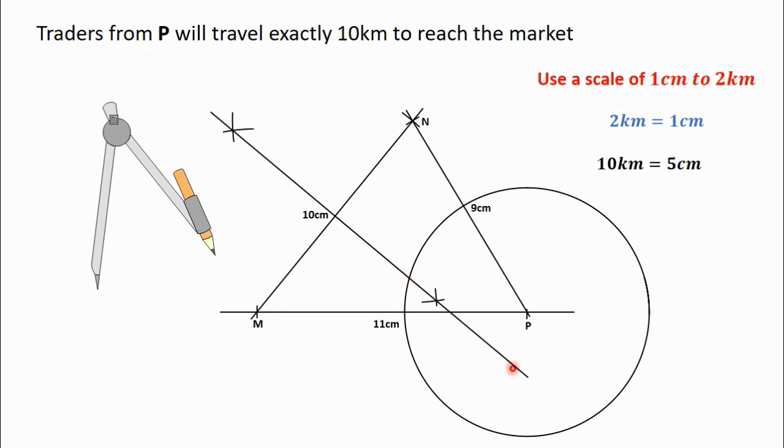When we extend the perpendicular bisector, just as I've done here, we can see that the first locus, which is the bisector of the line MN, and the second locus, which is the circle, intersect at this point and this point. In the next video, we are going to use what we have constructed here to answer the 3 questions given to us.